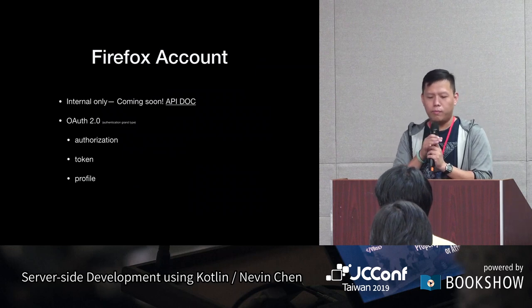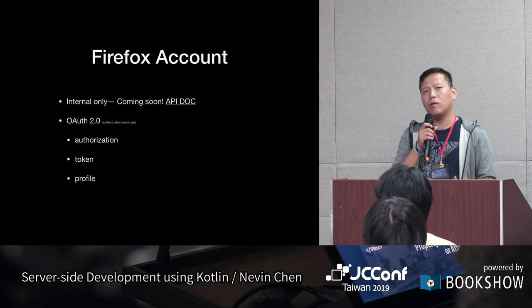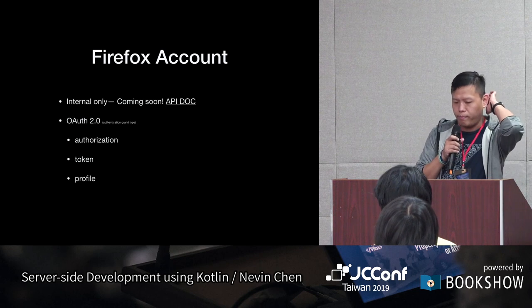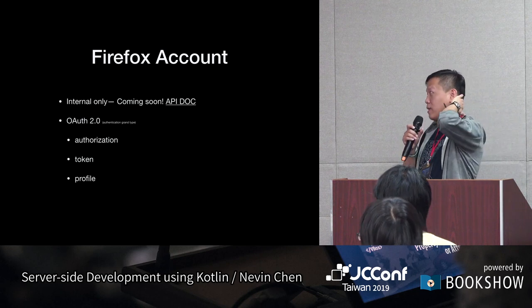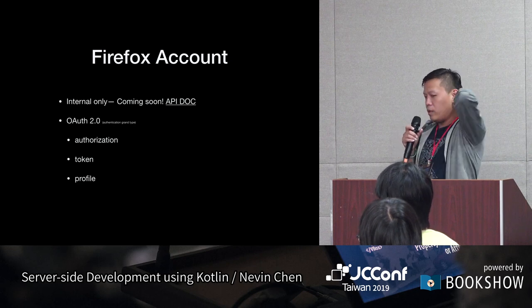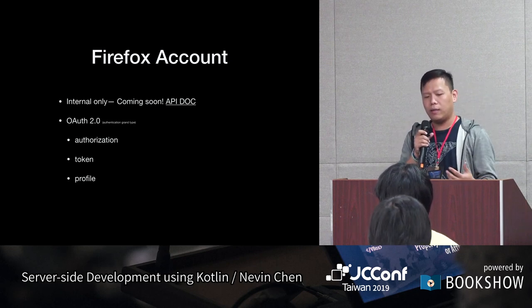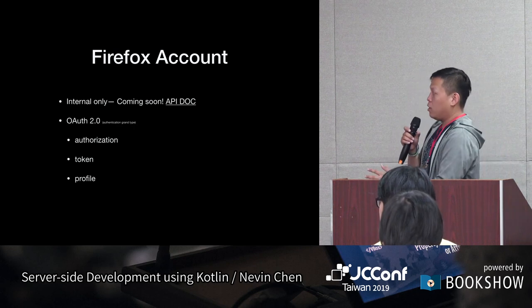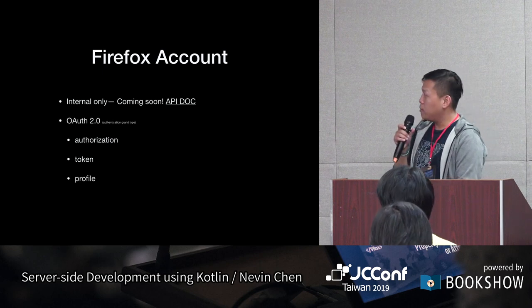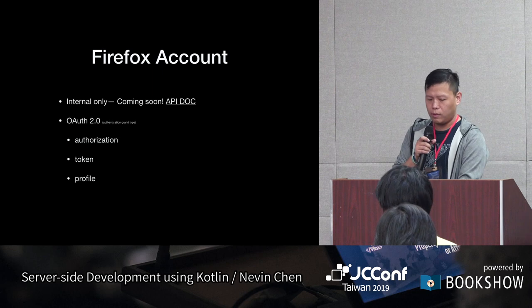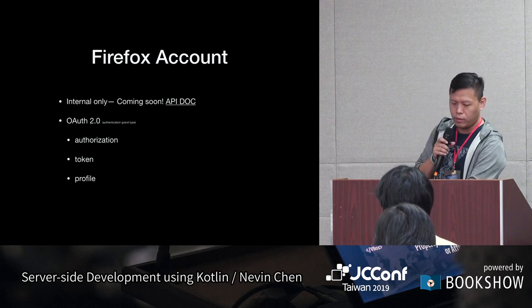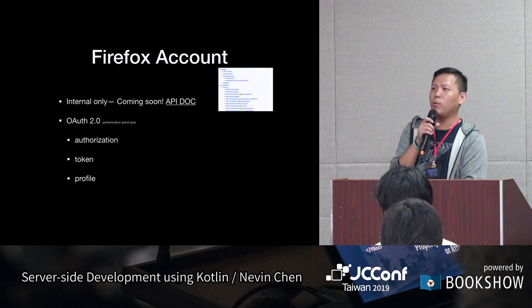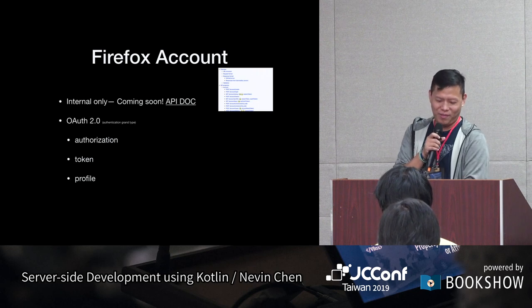So I'm going to jump to Firefox Accounts a little bit because I want to show another feature called OAuth, the authentication feature. Authentication is very important when you write a server backend, right? Firefox Accounts is still internal only, but we're going to let other people use it as a third-party identity provider soon. We have API documentation and blogs about it. Currently we only support the OAuth authorization grant type, so the most complex one. We have three endpoints: authorization to kick off the flow, token to exchange your token, and profile to get the user's email. We probably will not give you the sync data or bookmarks. We don't have plans for that.